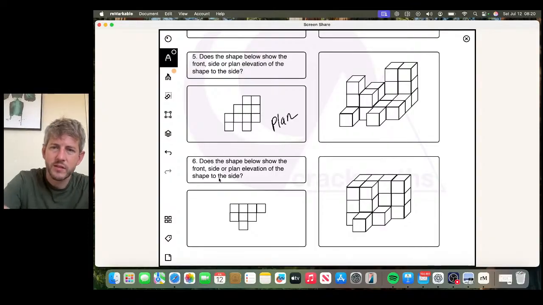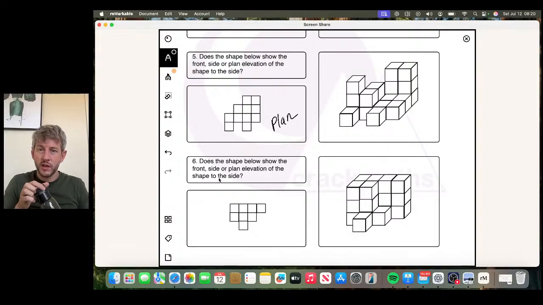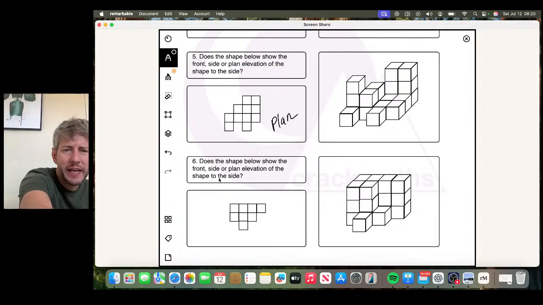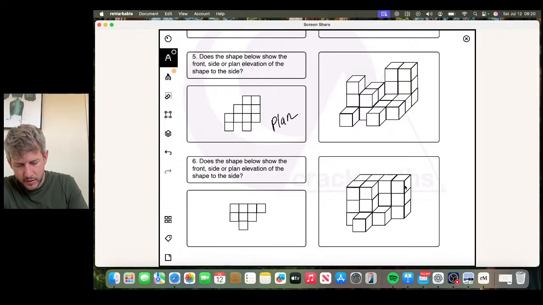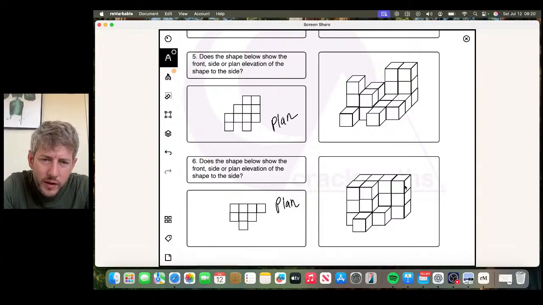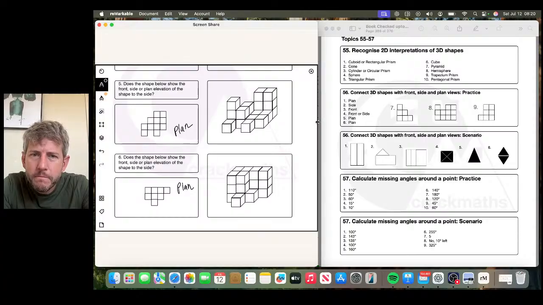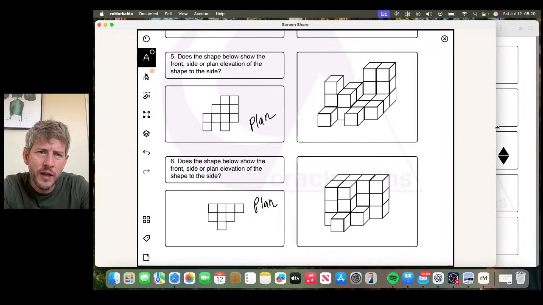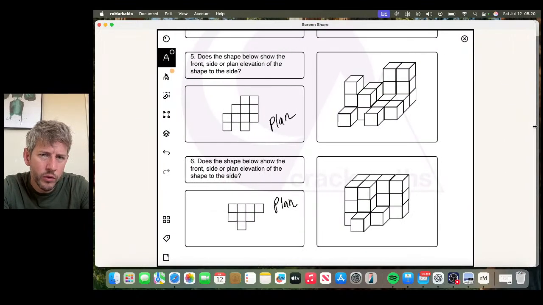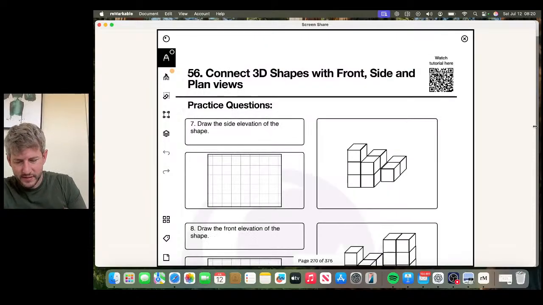And then question 6, does the shape below show the front, side or plan elevation of the shape to the side? And that has to be the plan again. I think if we look at it above, we've got 2 squares, 3 squares, 2 squares, 1 square. Okay, right. So here we go. Let's get this one marked. Okay. Oh, we had 3 more questions. Let's just do the last 3 questions and we'll mark it all in one go for practice.